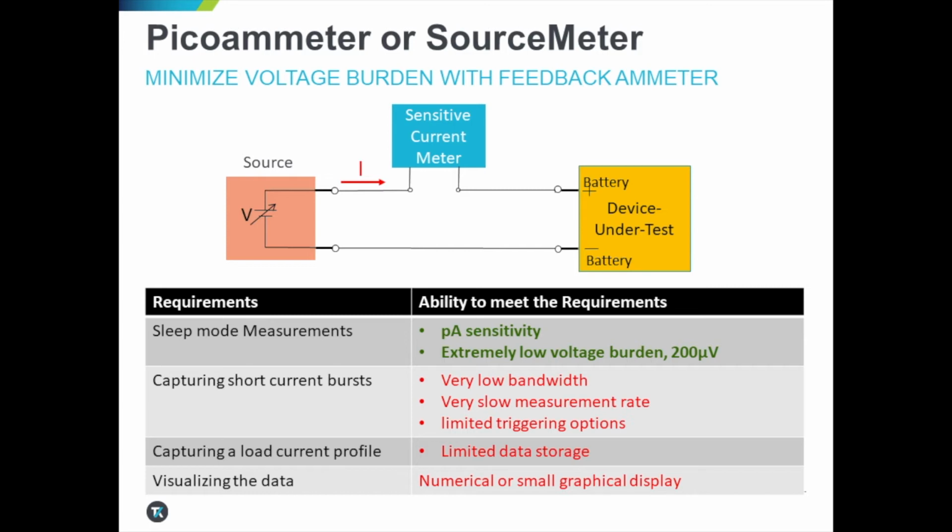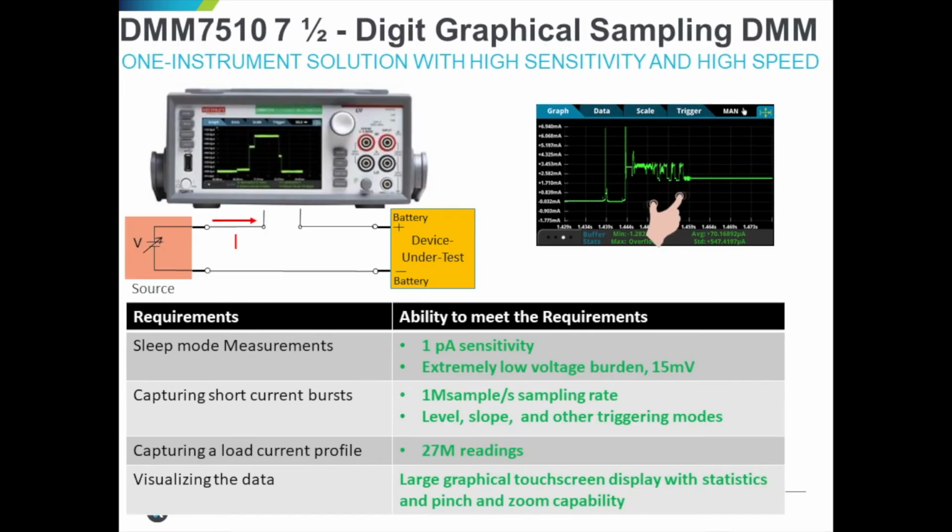Now, as both use feedback ammeter topology, both can attain the sensitivity range down to the picoamp level which we want. Additionally, both would provide under 200 microvolts of voltage burden. So again, excellent. But as the chart summarizes, the meters, being primarily DC meters, cannot help us relative to the active mode current bursts, which we also need to measure. So with all these different possibilities, we're faced with a certain challenge.